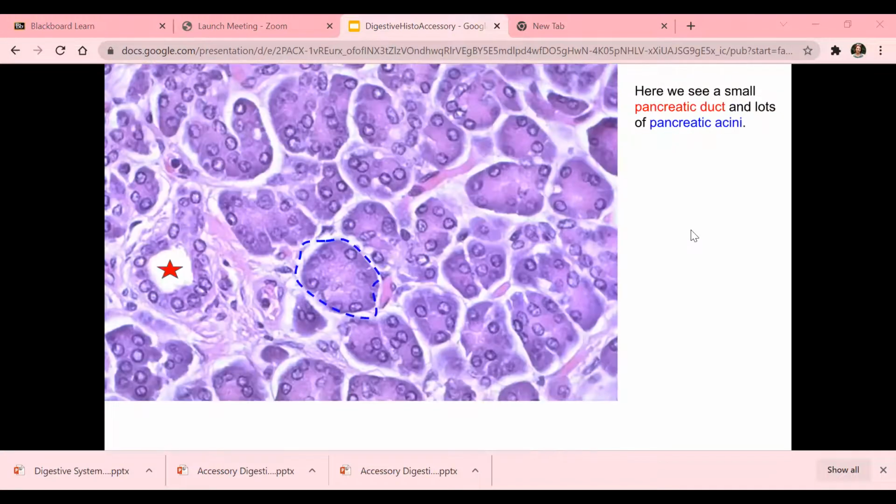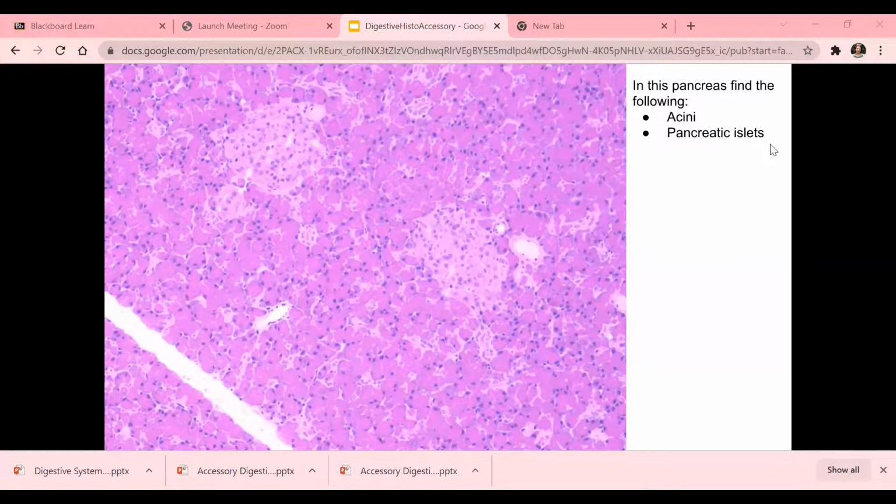And here you can see the other picture of the pancreas. You can see these pancreatic acini. Each of them is one acinus. And here you can see one pancreatic duct between the acini. The other picture of the pancreas: in this picture, you can see two pale parts. They are pancreatic islets, and the deep in color parts are pancreatic acini, which make pancreatic juice for us.